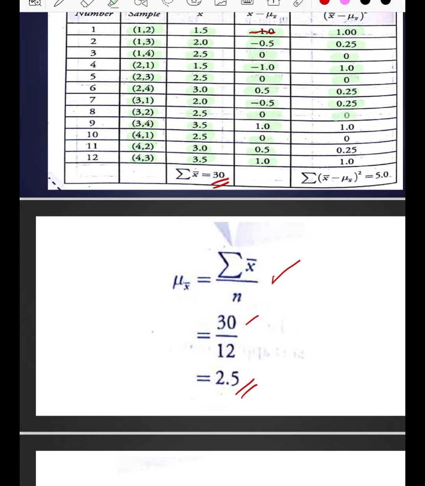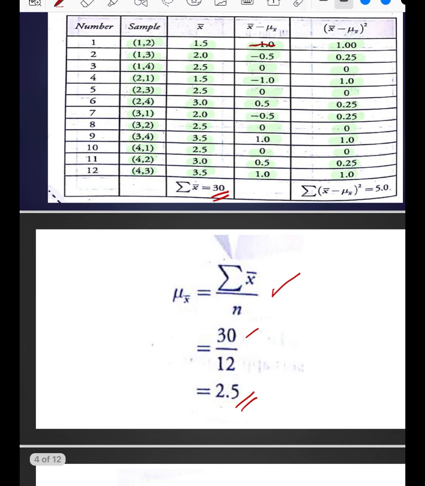The square of 0 is 0. The square of 1 is 1. Or also, the square of 0 is 0. 0.5 squared is 0.25, and 1.0 when you square it is 1.0. And getting the summation of the squares of the deviations is equal to 5.0.